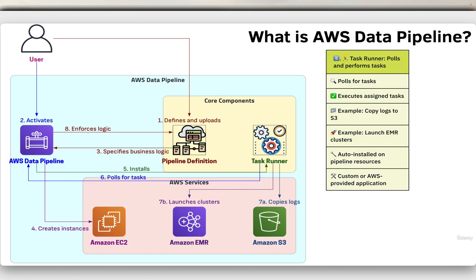Task Runner is the third component of AWS Data Pipeline. It polls for tasks and executes them, performing functions such as copying log files to Amazon S3 or launching Amazon EMR clusters. Task Runner is automatically installed and runs on resources created by pipeline definitions. Users can either use the provided Task Runner application or write their own custom version.